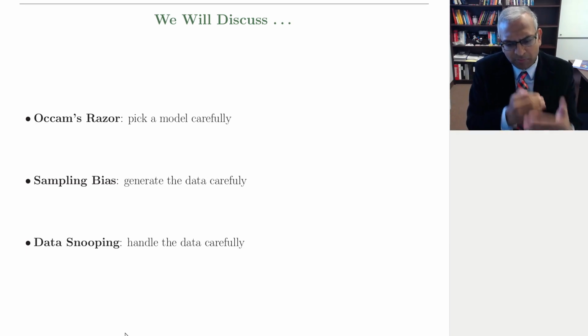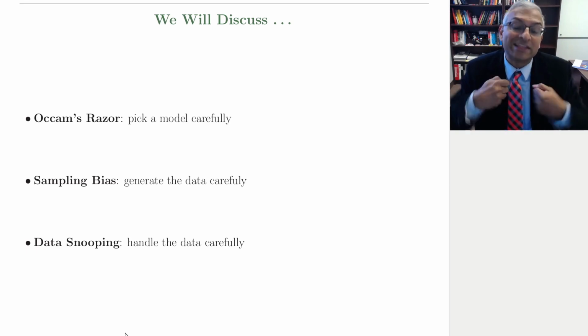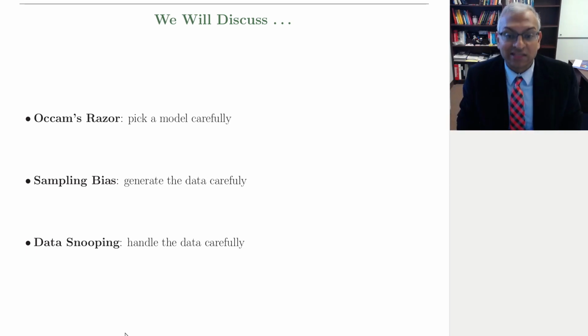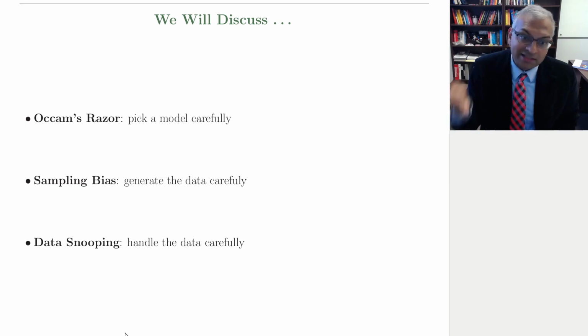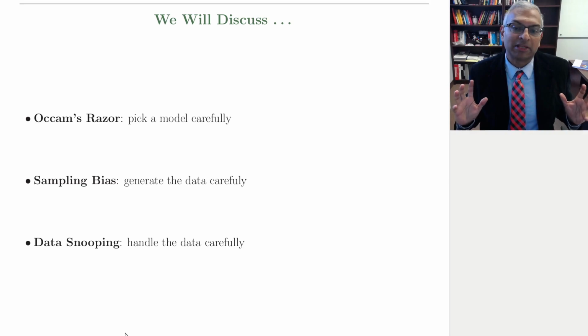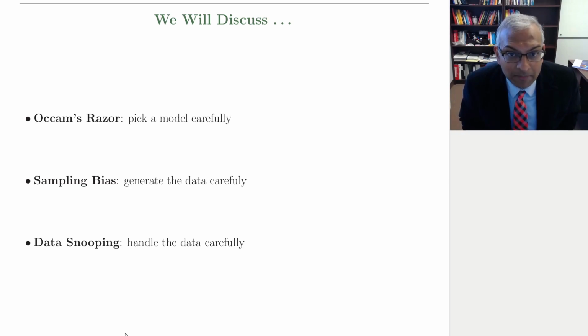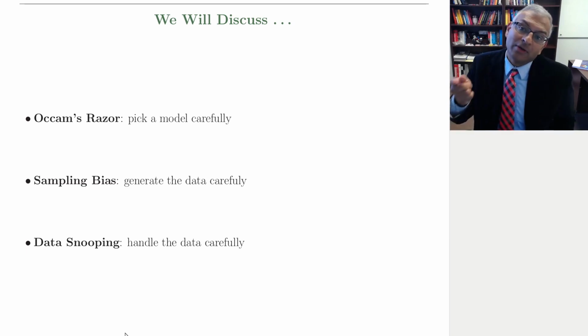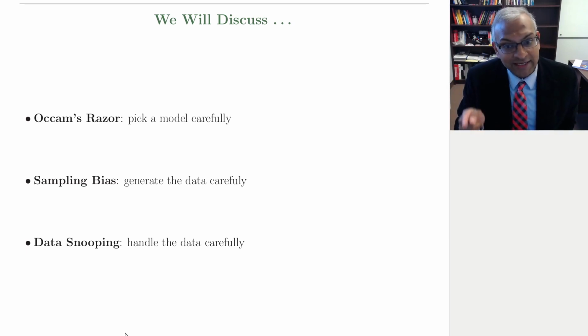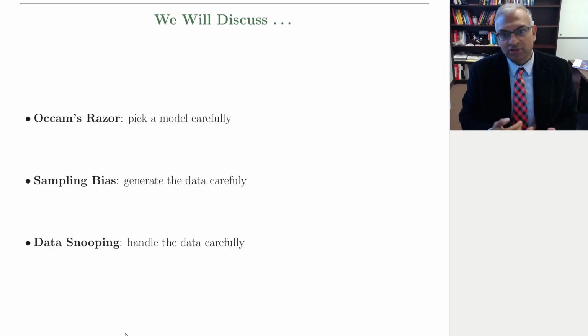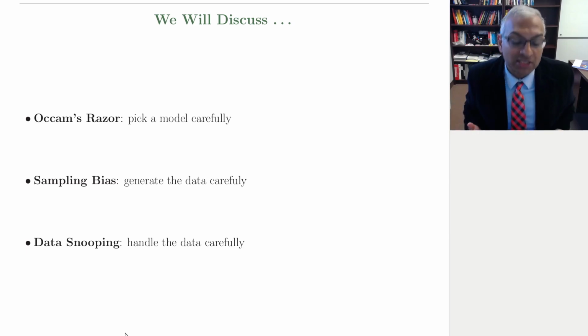After you've picked your model, you now need to go and get the data. How do you get the data? You have to get your data carefully. Sampling bias is one of the pitfalls that many machine learning applications fall into, so we'll address sampling bias. Then after you've gotten your data, you need to use it, and you need to handle your data carefully. Again, one of the pitfalls that many applications of machine learning fall into is data snooping. So we'll discuss Occam's razor, sampling bias, and data snooping.